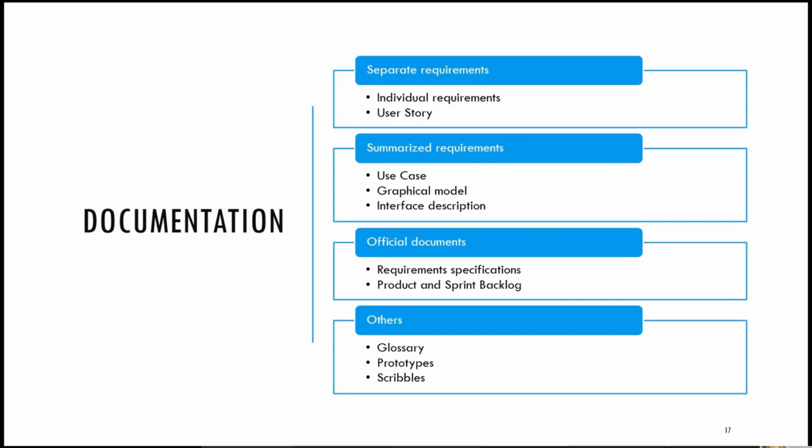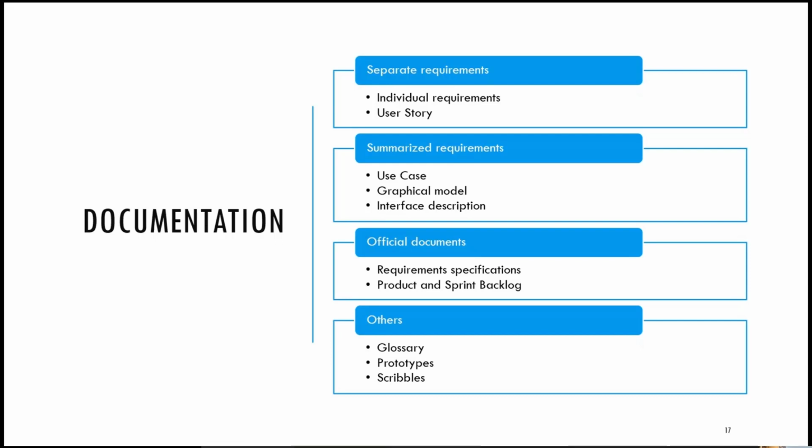There are different types of documentation when talking about requirements engineering. You can document separate requirements. In Waterfall, we call them individual requirements, and when talking about Scrum, those are our user stories. Summarized requirements are documented in use cases, or you can use graphical models or interface descriptions. The official documents in requirements engineering are called the requirement specification when talking about Waterfall, and the product and sprint backlog when talking about Scrum.